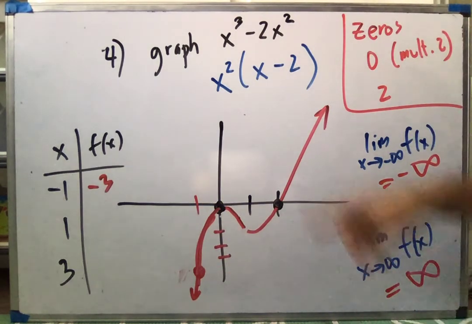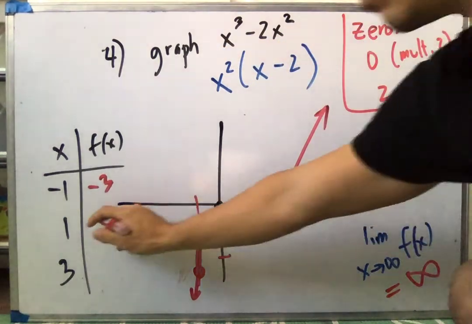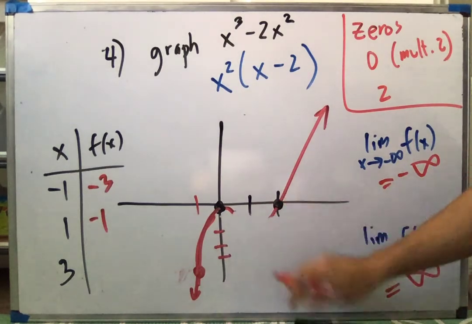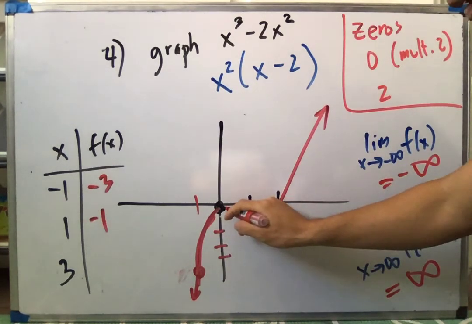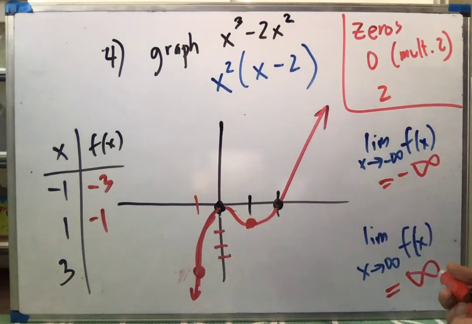Okay, now I'll put in 1. If I put in 1, that's 1 minus 2, which is negative 1. So over here, that means the thing actually looks more like this here, negative 1. So what I originally had was more of a rough sketch, but still the shape is pretty much the same.